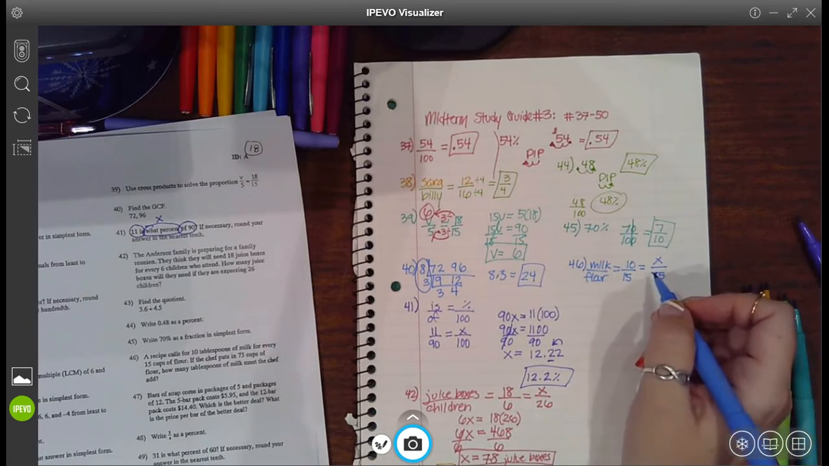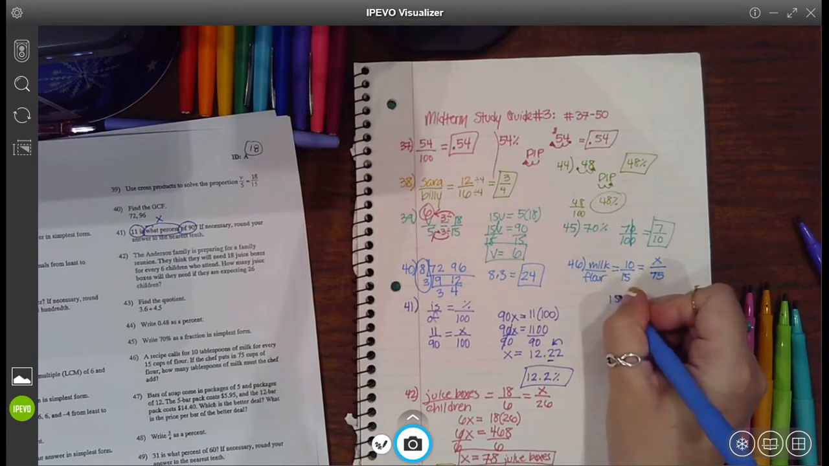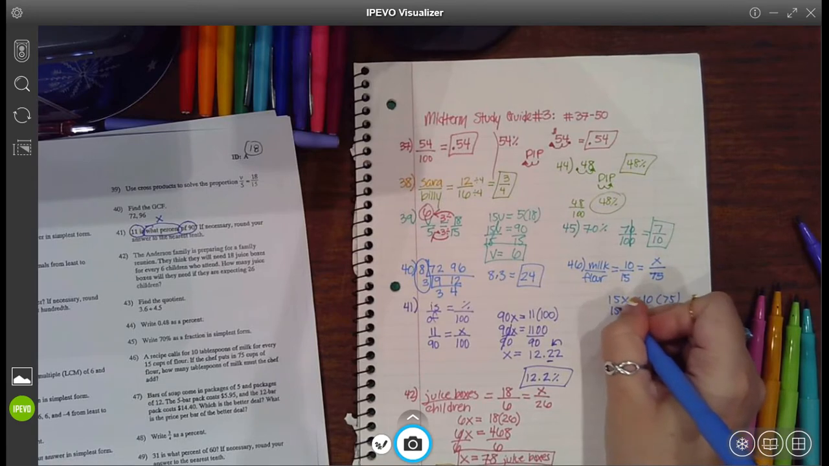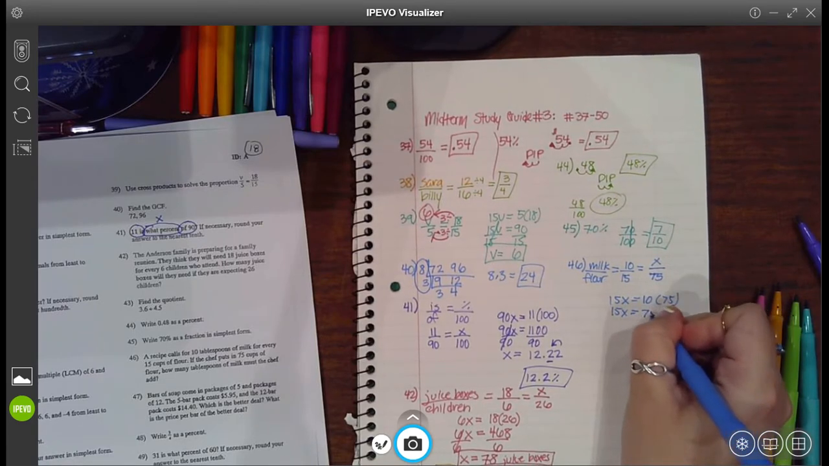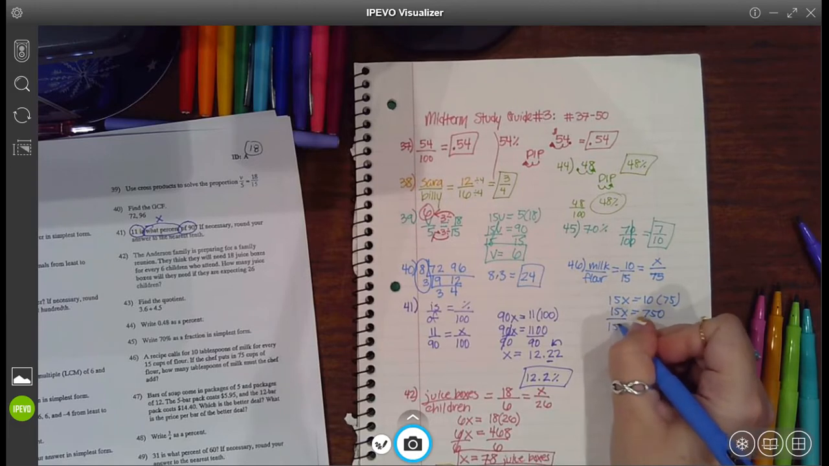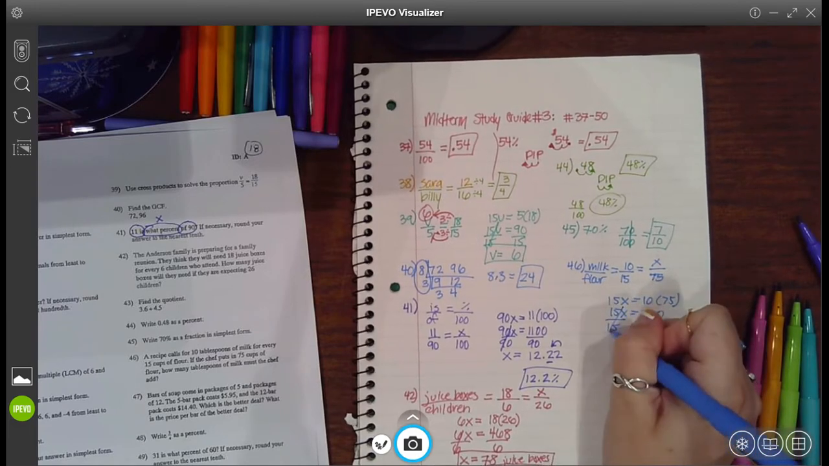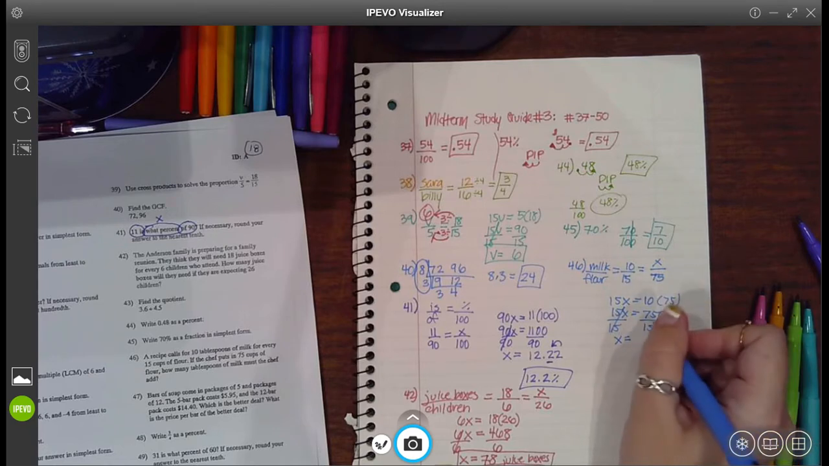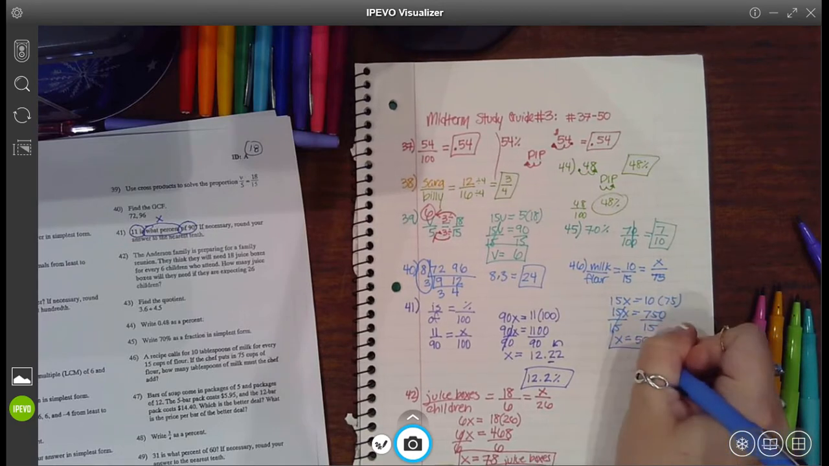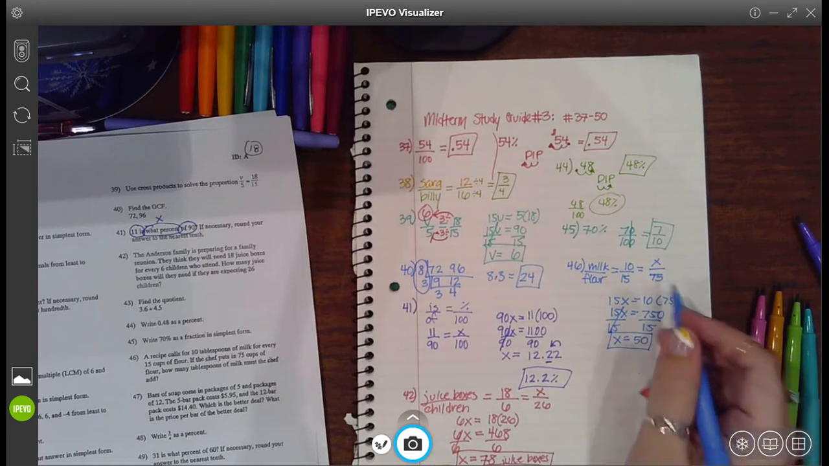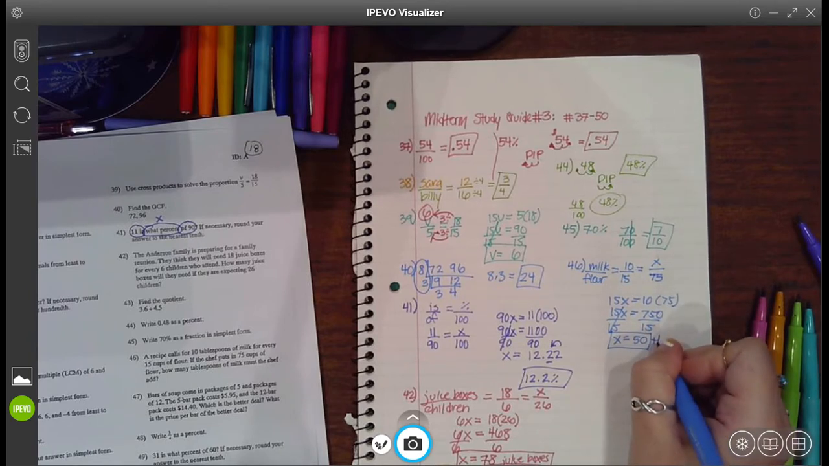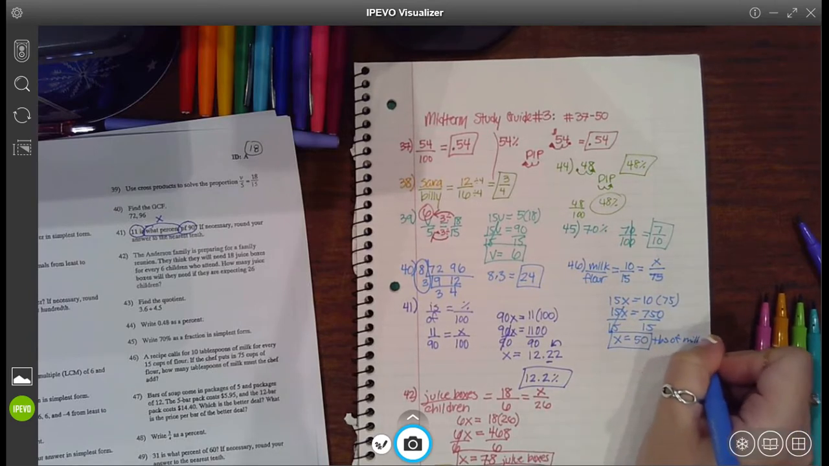Okay, let's go ahead and do cross products. 15 is across from x, and 10 is diagonally across from the 75. Bring down your 15x equals 10 times 75, which is 750. Divide both sides by 15. 15 divided by 15 is 1, so you have 1x. And 750 divided by 15, go ahead and work that out, and you get 50. Okay, what were we talking about? It was the amount of milk. So 50 tablespoons of milk.